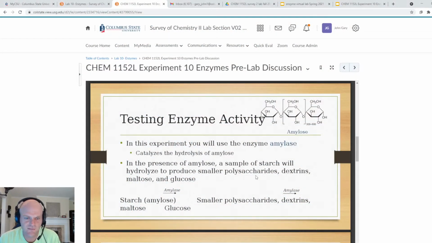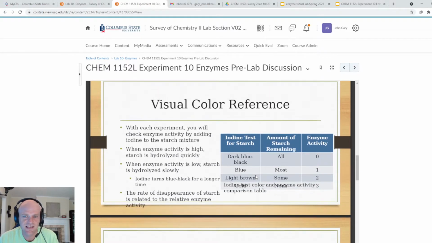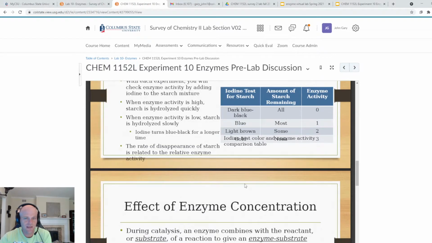All right. So we're going to look at amylase a little bit today. Here is a visual color reference. Once we start doing the test, you'll look for these colors to indicate how much of the starch is remaining. If you open this up in your own PowerPoint, you'll see down here on the bottom it's a gold color and it says none, enzyme activity 3. Just in case you couldn't read that. Below light brown, there's another section called gold, none, and enzyme activity 3. I think if you open this up in your own PowerPoint, it'll fix that. I didn't notice it in this other one.